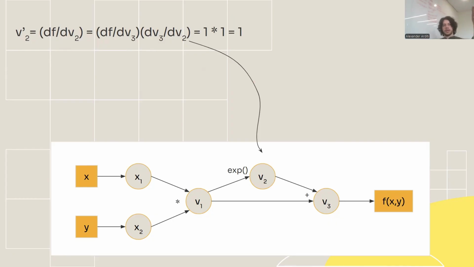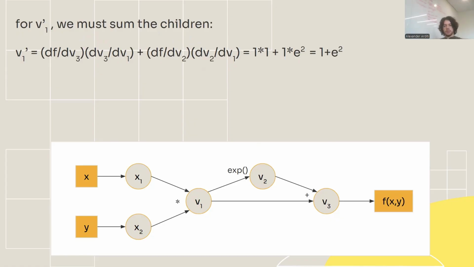We have the derivative of the final function with respect to V3, that's just 1, and we have the derivative of V3 with respect to V2, which is also just 1. So we use the chain rule to multiply those together and we get 1. Next, we are going to go to V1.